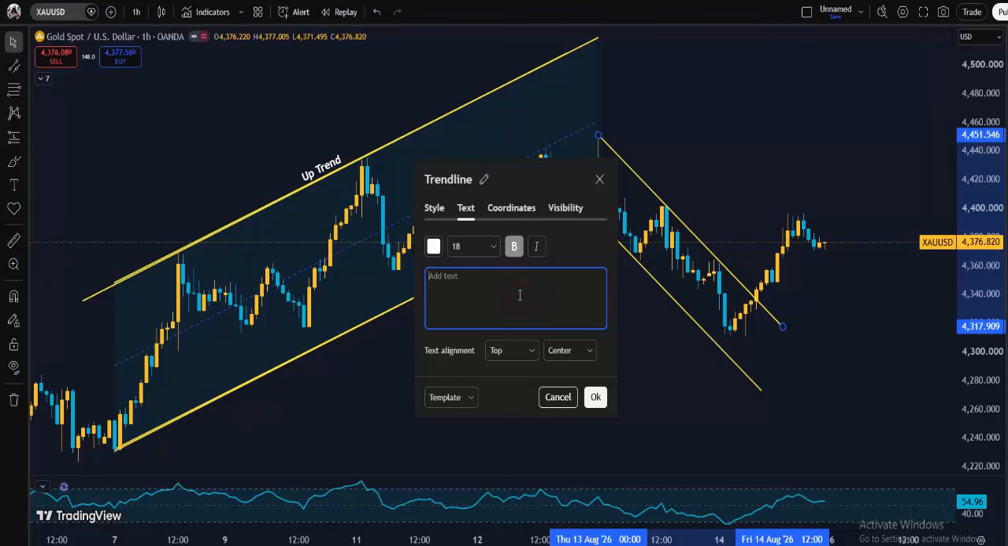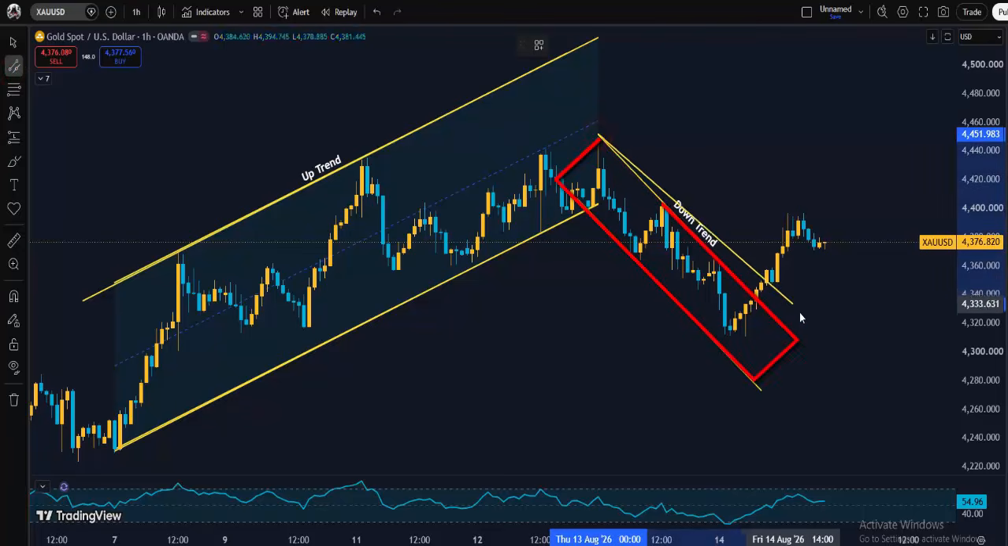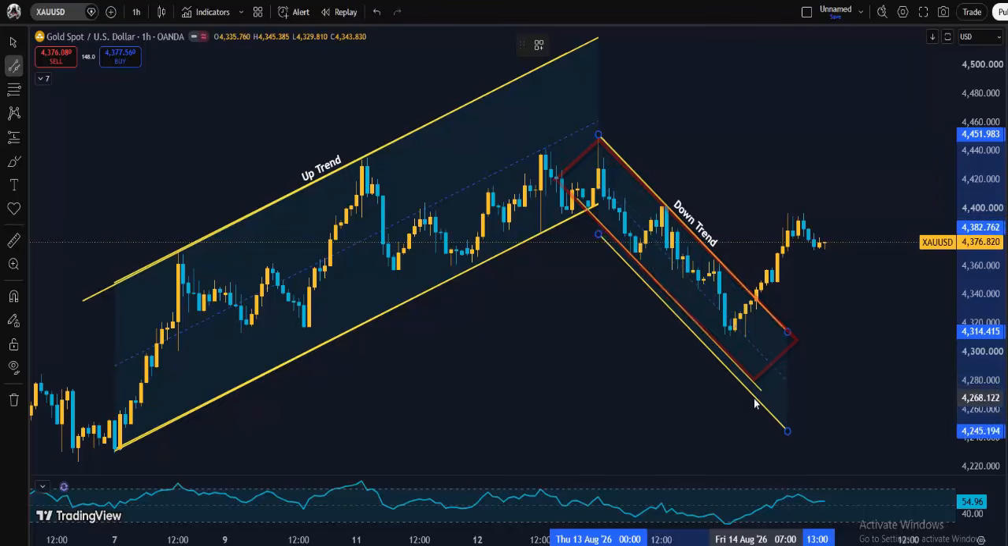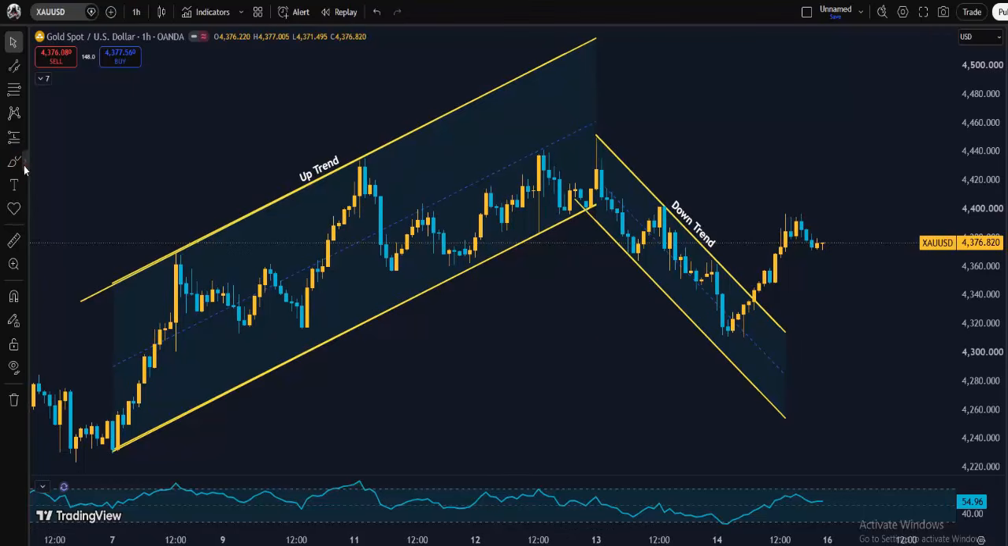A clean break below the trend line, however, would weaken the bullish structure and could increase the probability of a deeper correction. Now, moving to the descending resistance trend line. This descending trend line represents the short-term bearish pressure that has developed from the recent high. Price has been moving lower beneath this structure, creating lower highs before the latest recovery.